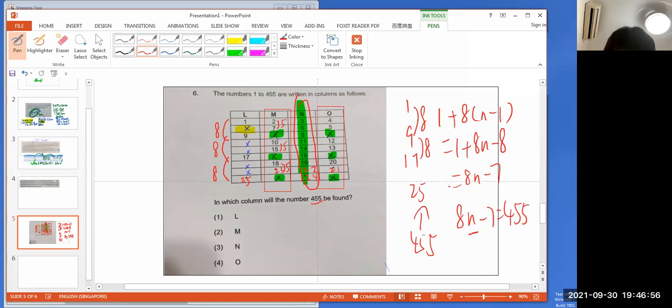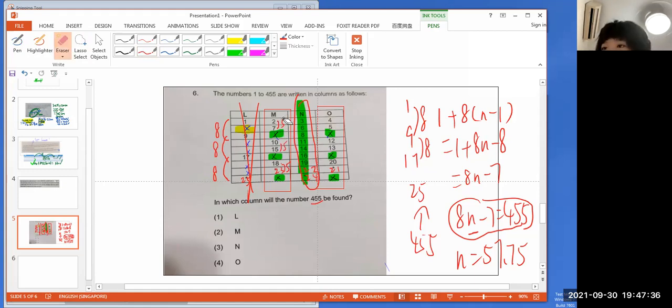Hold on. So 462 divided by 8. Let me also calculate. No, you don't get a whole number. You get a decimal, 57.75. So definitely not L already. Good. So next, it's not L, so it's not N. Can it be M?